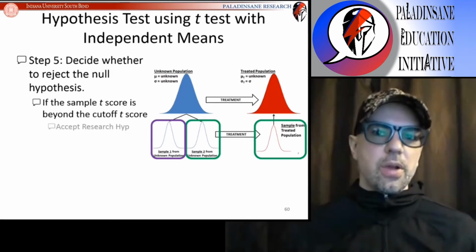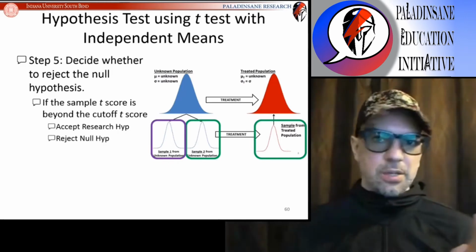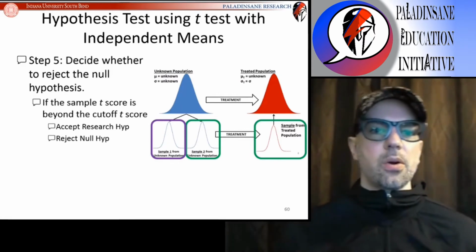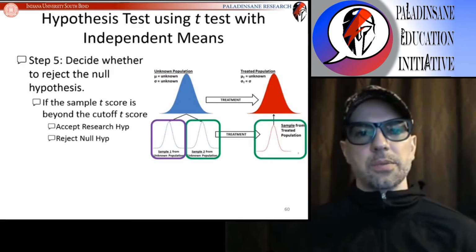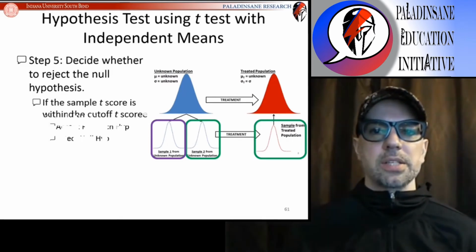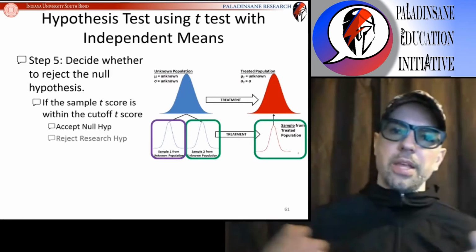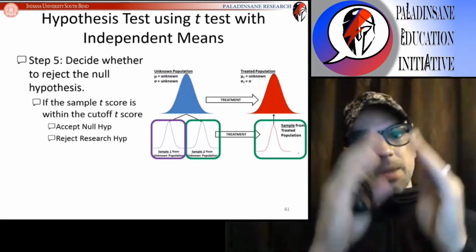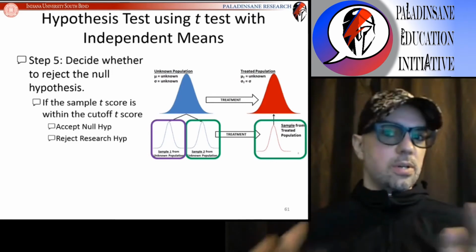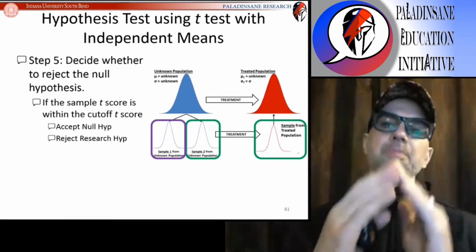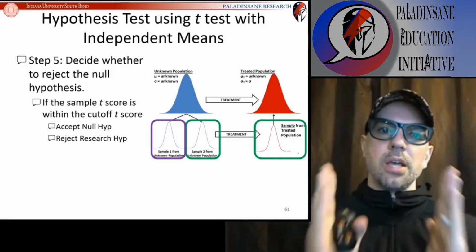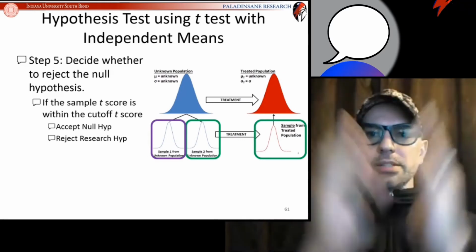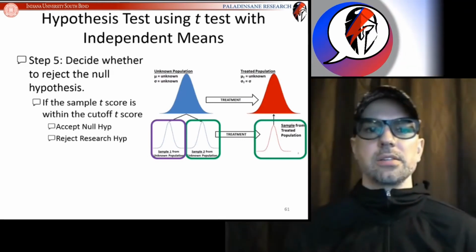And remember that we do have those old rules that you can still use, especially for your homework. You're going to have those cutoff scores anyway. So if your sample t score is beyond the cutoff t score, accept the research hypothesis, reject the null hypothesis. Or if the sample t score is within the cutoff t score, accept the null hypothesis and reject the research hypothesis. And remember, draw out your distributions. I know we're doing this online, so I really can't draw things out for you. But make sure that you're drawing out your distributions. Remember that within means within the body, and then beyond means inside the tails. It crosses over into the tails.